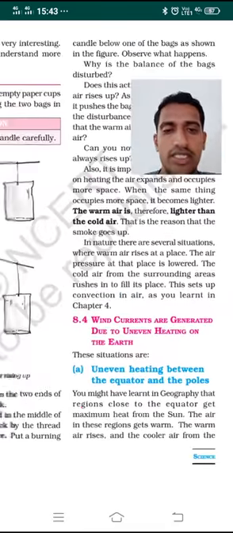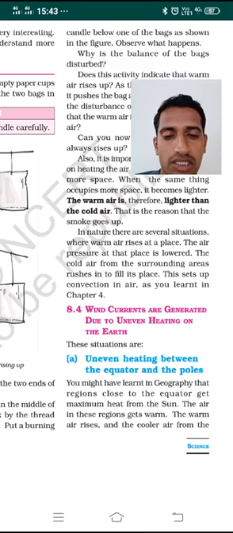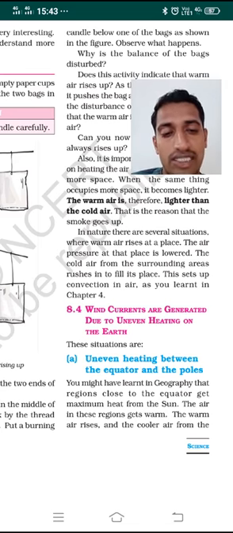Dear students, you might already know, from geography, the different regions of the earth. Those are the Arctic region, Antarctic region, equator, Tropic of Capricorn, Tropic of Cancer, North Pole, South Pole. All these things you have studied already.